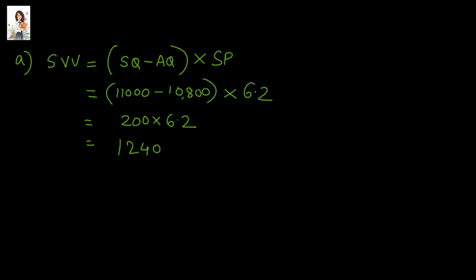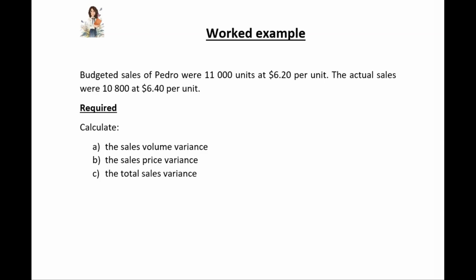Now we have to see whether this variance is favorable or adverse. The management had estimated that it would be able to sell 11,000 units. However, it was able to sell only 10,800 units. This is not a good thing for the company, and therefore this $1,240 of variance is an adverse variance, which will be denoted by the letter A in brackets. In part B, we have to find the sales price variance.